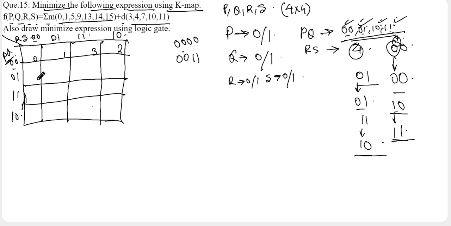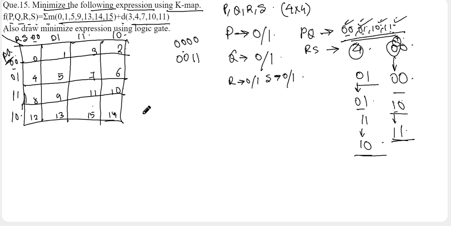Similarly, for this case, we will get 4. Here we will get 5. Here we will get 7, and here we will get 6. And for this case, we will get 8. Here we will get 9. Here we will get 11, and here we will get 10. Similarly, for this side, we will get 12 here, 13 here, 15 here, and 14 here.